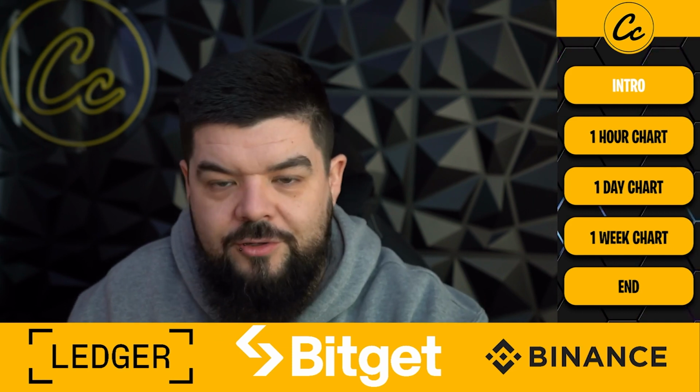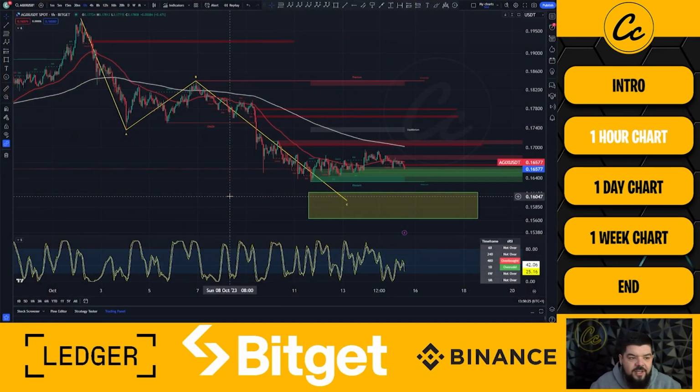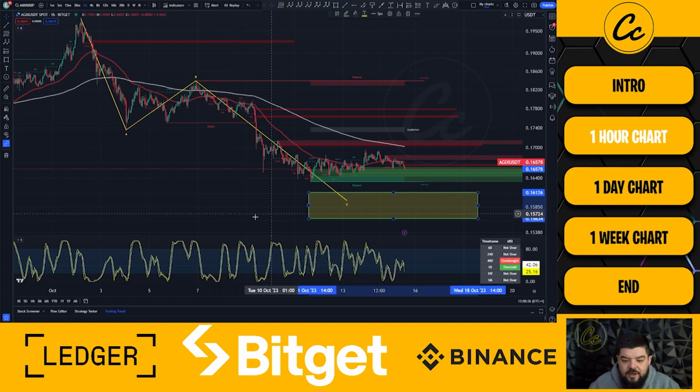Let's jump straight down into the charts. The 1 hour chart for AGIX, paired with USDT. We're using BitGet as the data source, the spot count here for the 1 hour chart, where we can see we have been tracking this ABC to the downside. The target area comes between 16.126 cent and 15.634 cent, where we can see we are pushing down close to this area. We can see we have come down as low as 16.328 cent.